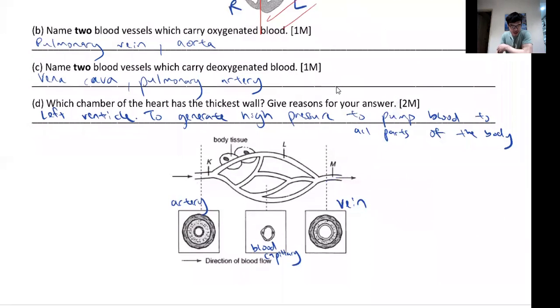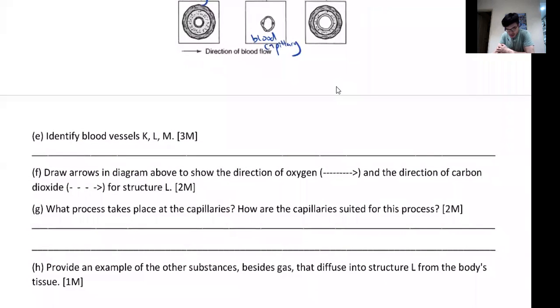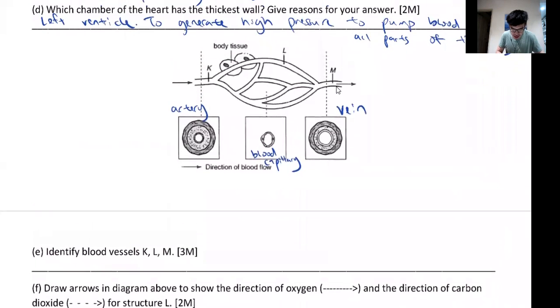Okay, you learned this already. So next, identify blood vessel K, L, and M. We already did that. K is the artery, L is the blood capillary, M is the vein.